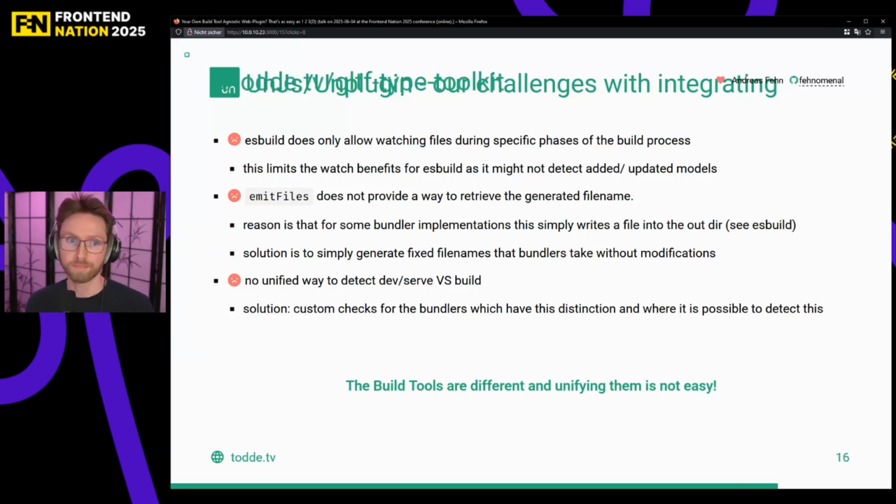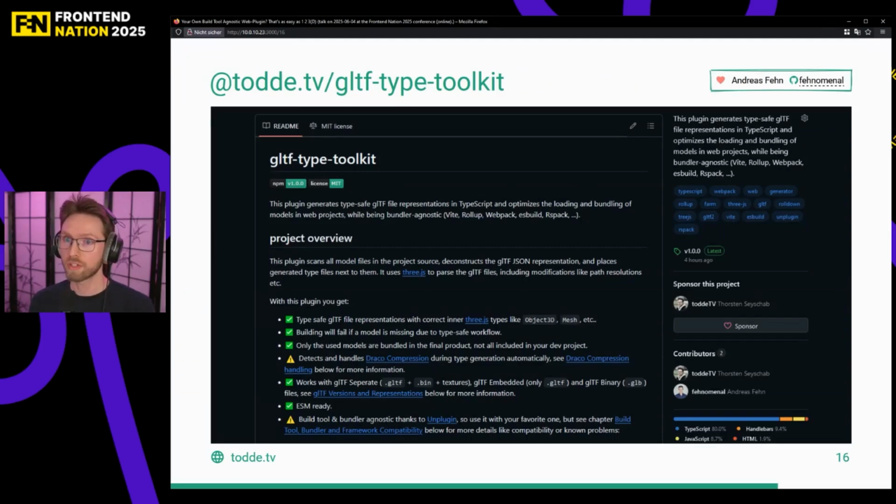This would be awesome. And this is then the final result. A big shout out also to Andreas Fehn at this point, who made this happen with me. The glTF type toolkit is out on GitHub. You can give it a star and see the code. It is open source. We implemented the glTF parsing and all the stuff around Unplugin and all our little hacks and workarounds we did there.